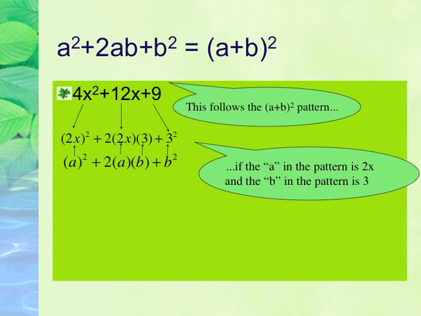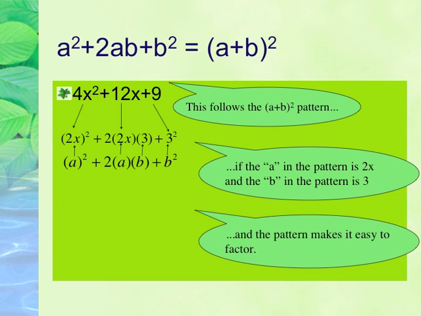So we can see how a in the pattern goes with 2x in this example, and b in the pattern goes with 3 in this example. Once we know what a and b are, it's really easy to write the factored form of this expression. The pattern tells us that the factoring is simply a plus b, the quantity squared, and so we replace a with 2x and b with 3, and there it is. That's the factoring.